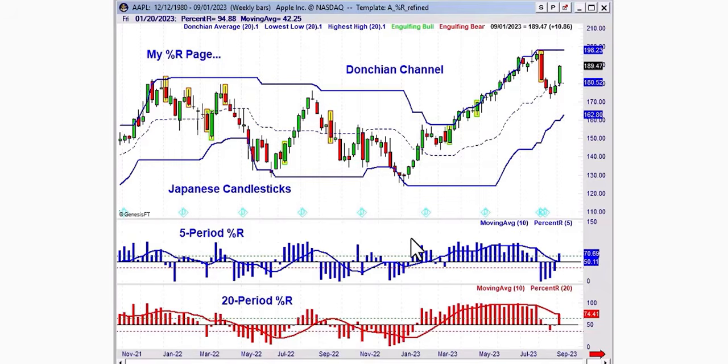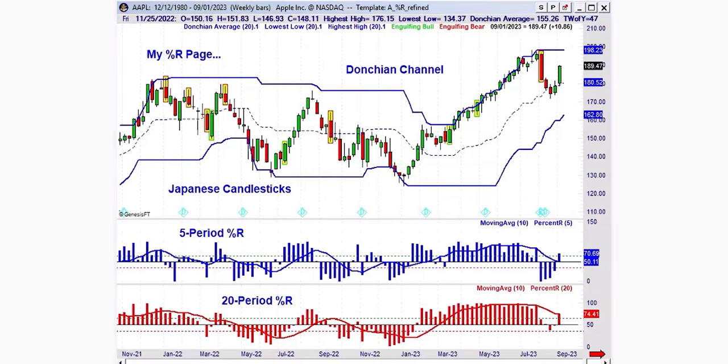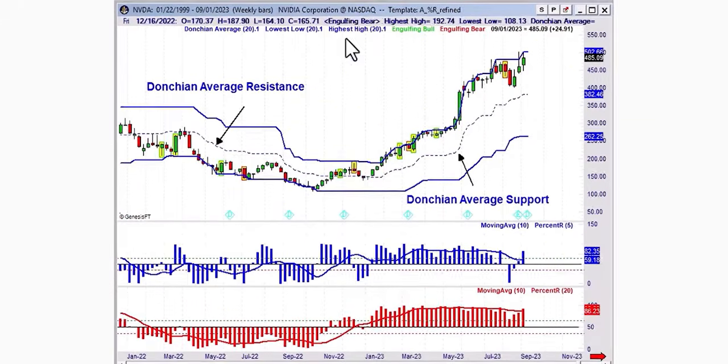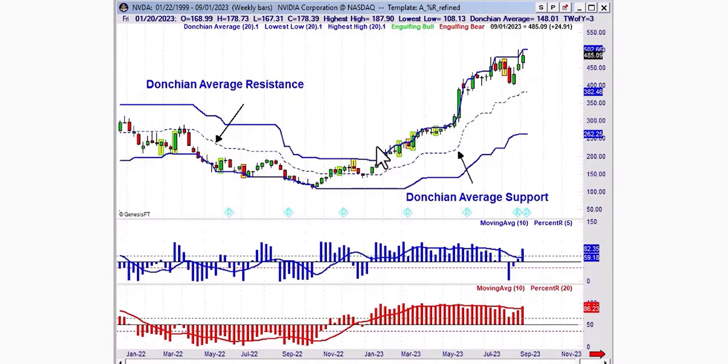Okay, so let's first focus on the Donchian channel. Those would be the blue lines that you see in the top window. So what exactly is a Donchian channel? Well, the Donchian channel was developed by a technician by the name of Richard Donchian, and many technicians refer to him as the father of trend trading. It's a very simplistic approach. I think it's a very valuable tool, and that's why I use this.